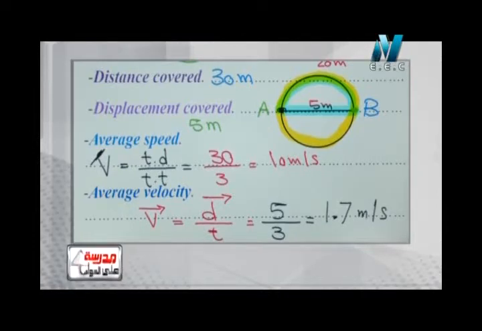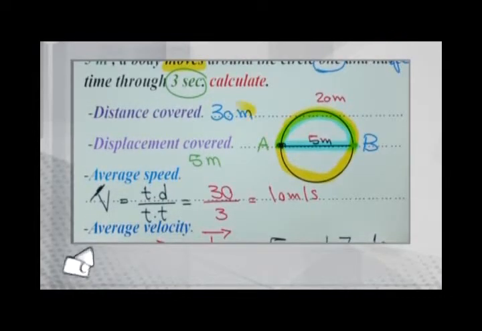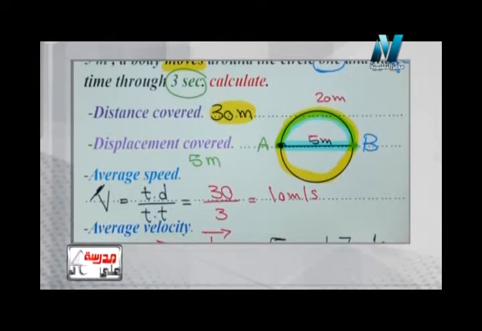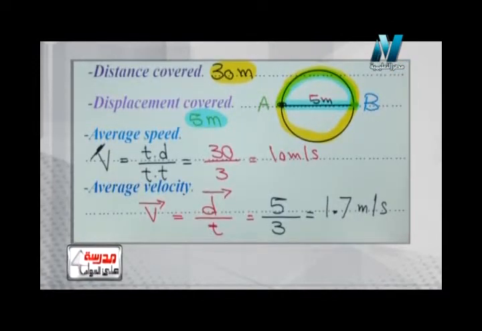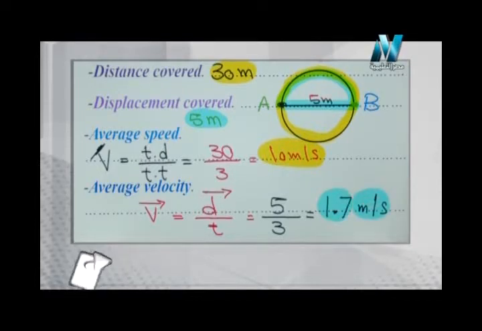So you saw here with me the displacement and the distance. Distance 30 meters, displacement 5 meters. Speed 10 meter per second and velocity 1.7 meter per second. Of course we learned the difference between distance, displacement, and speed with velocity.